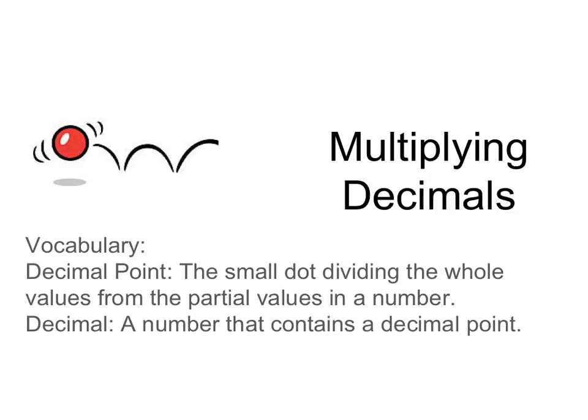So for our vocabulary, I just want to distinguish, we kind of use these terms interchangeably, but a decimal point is that small dot that divides the whole values from the partial values in the number. And a decimal is the number that contains a decimal point.